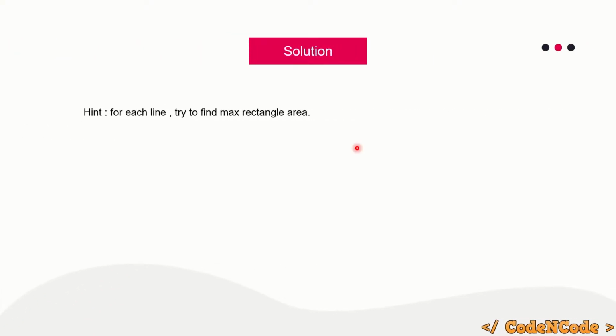Now I want you to think about the solution yourself. That's why I'll be providing you a hint, and the hint is that for each line, try to find out the maximum rectangular area it can form, or basically the maximum amount of water it can trap with the help of some other line, because you need at least two lines to store some water. So for each line, try to find out the maximum area it can form with any other line, or the maximum water it can trap with the help of some other line. So this is your hint.